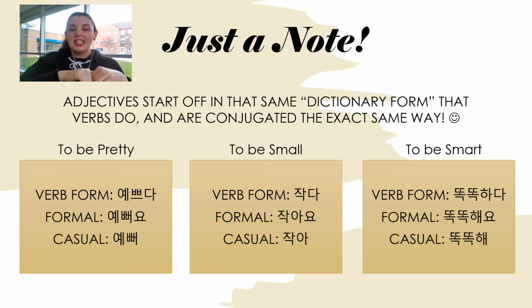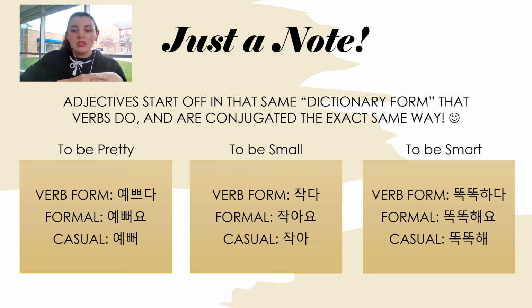To be small is 작다. So since the last vowel there is a, then we make it 작아요. And then we remove yo for the casual form, which would be 작아.